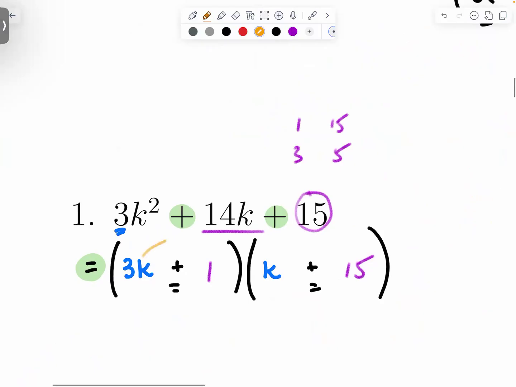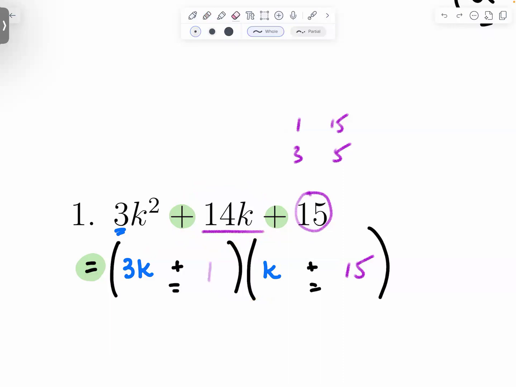Okay, so when you do outer, 3K times 15, that's 45K. And then you have 1K. So you realize if you add them all together, it's going to be 46K. You know it is not right because we are looking for positive 14K, not 46K. So that's like, oh yeah, that's not going to work.